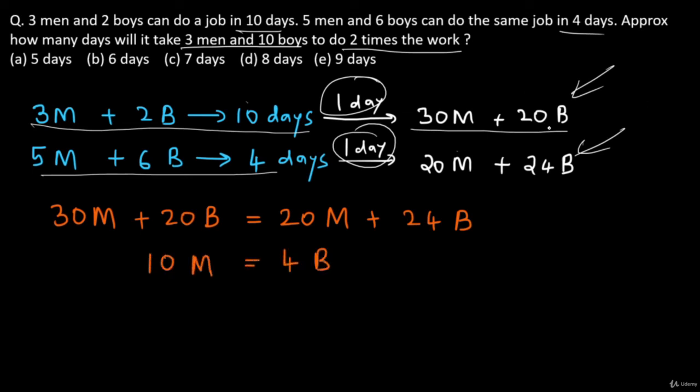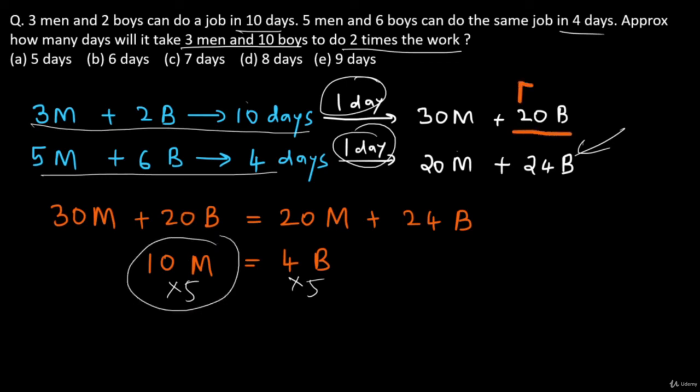Now over here I have 20 boys. If 10 men is equal to 4 boys, what would be 20 boys equivalent to be? That would be 50 men, right? I'm multiplying this with 5, so I need to multiply this also with 5. So 20 boys, which is what I have over here, is equivalent to 50 men. All right, so this is a total of 80 men working for one day. Therefore, this job is equal to 80 man days.